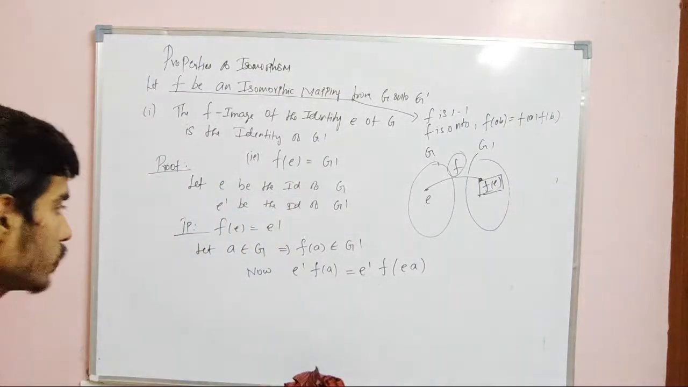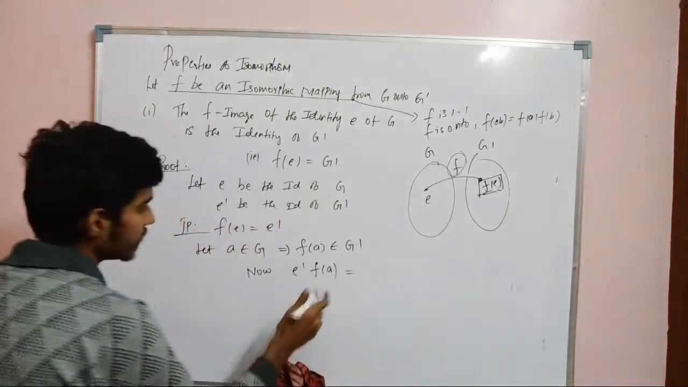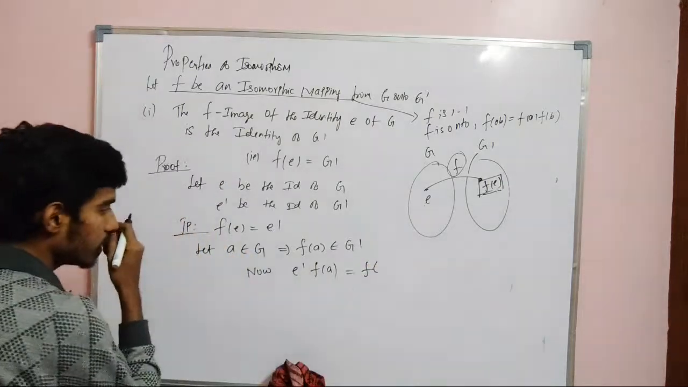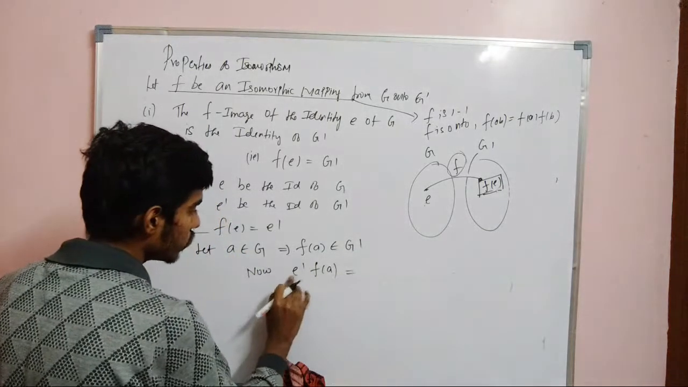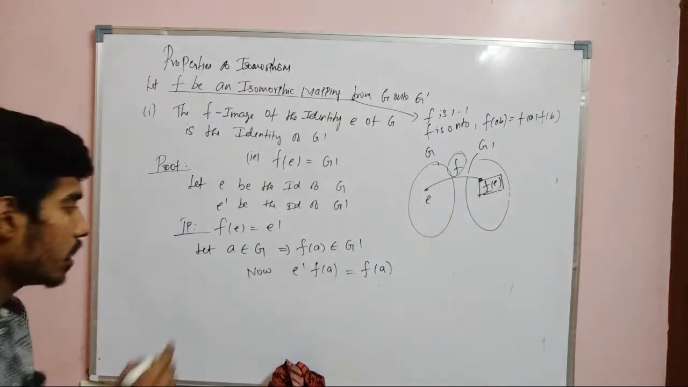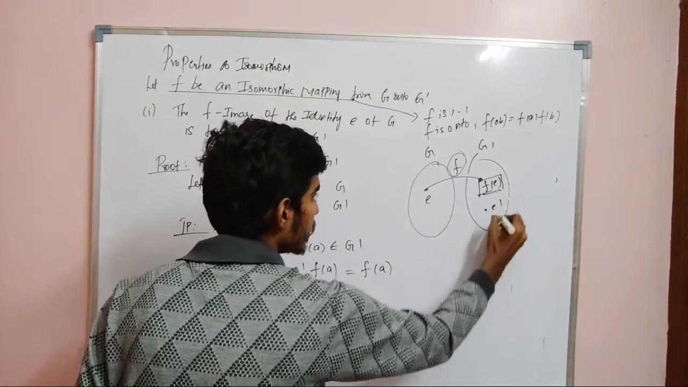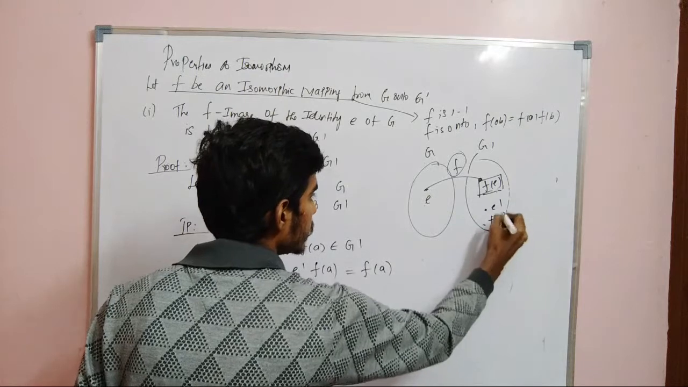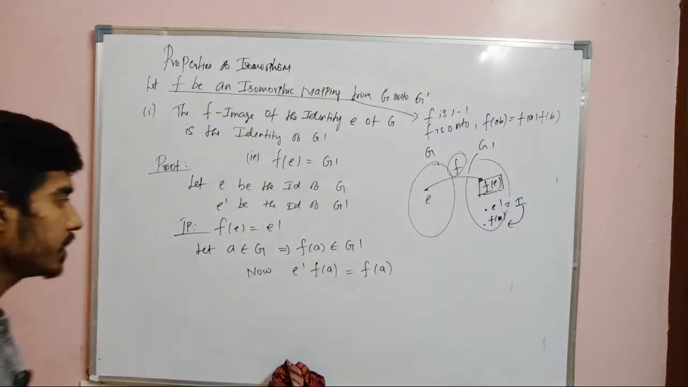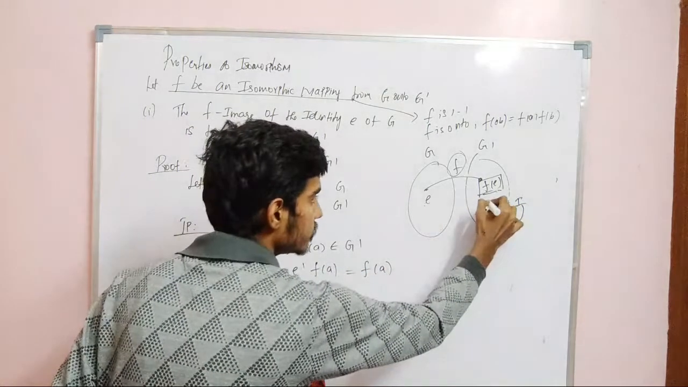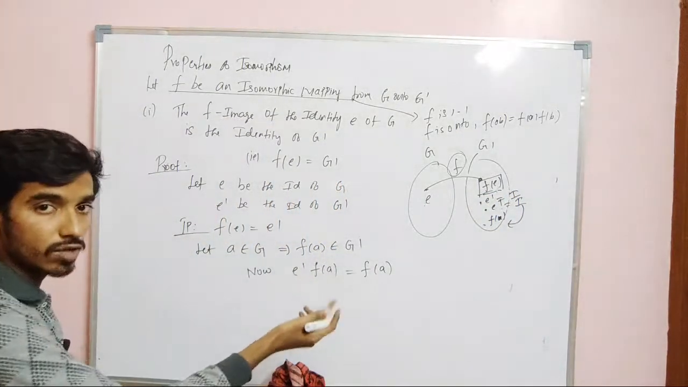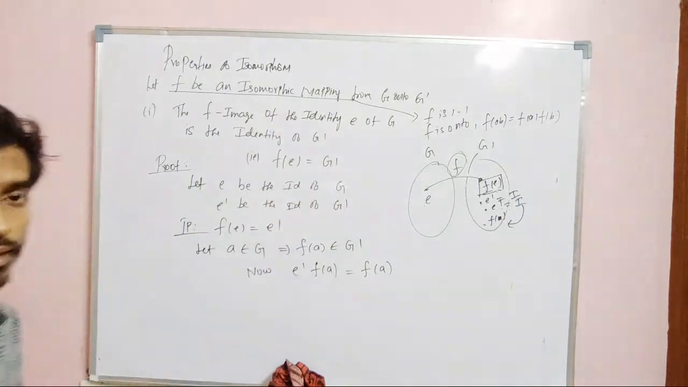Now E dash into F of A, right? What is E dash? It is the ID element of G dash. And what can you say about E dash into F of A? This is equal to F of A, because ID element into something is the same. You have to be very careful: this E dash is the ID element, so treat this as I into F of A, both in the same set.